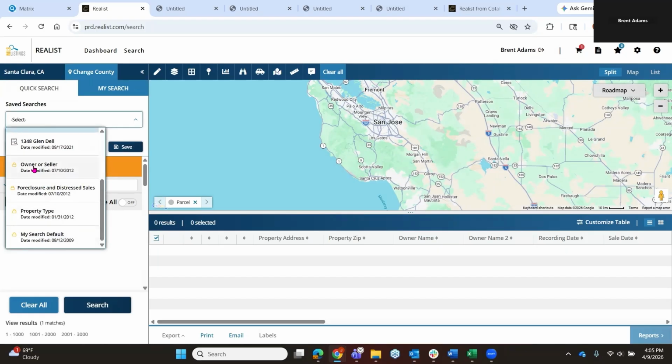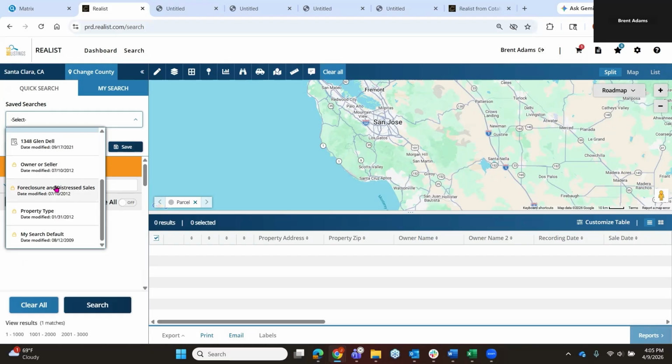For example, you can search by owner or seller or the property type. We've got a default search. We've even got a foreclosure and distress search, which I'll get to a little bit more later in today's demo too, where you can actually find properties that are in various stages of foreclosure.